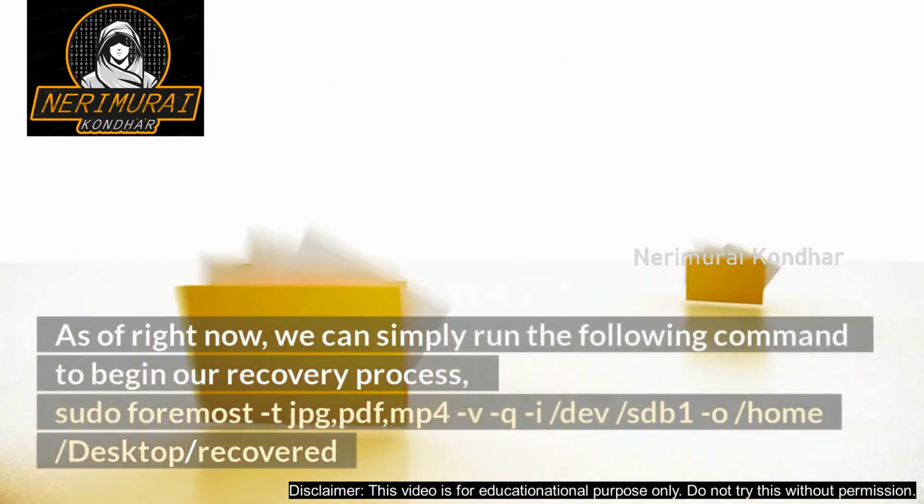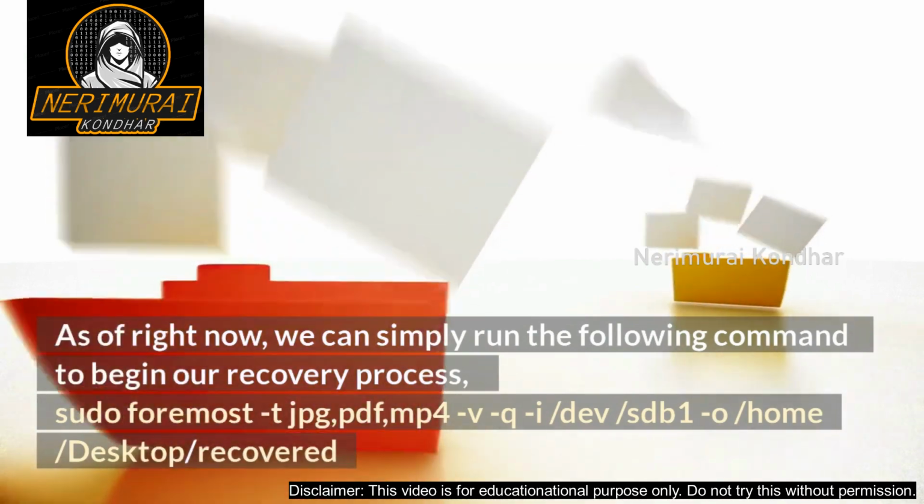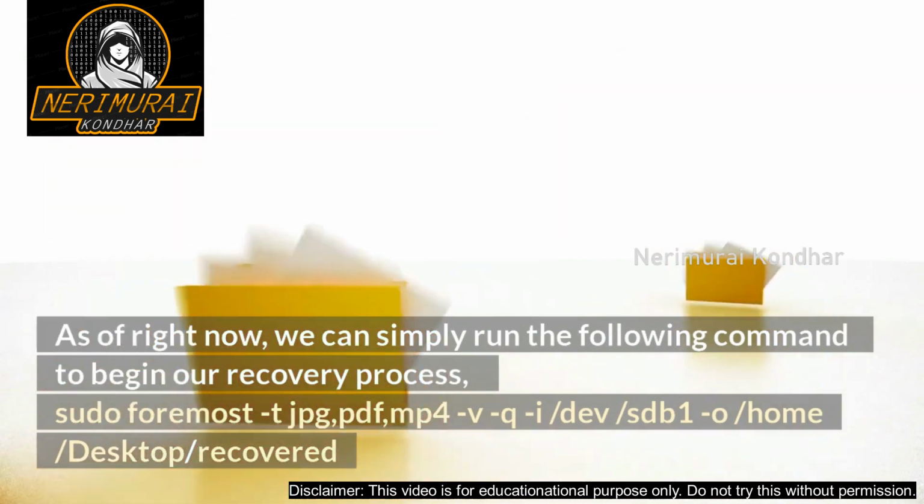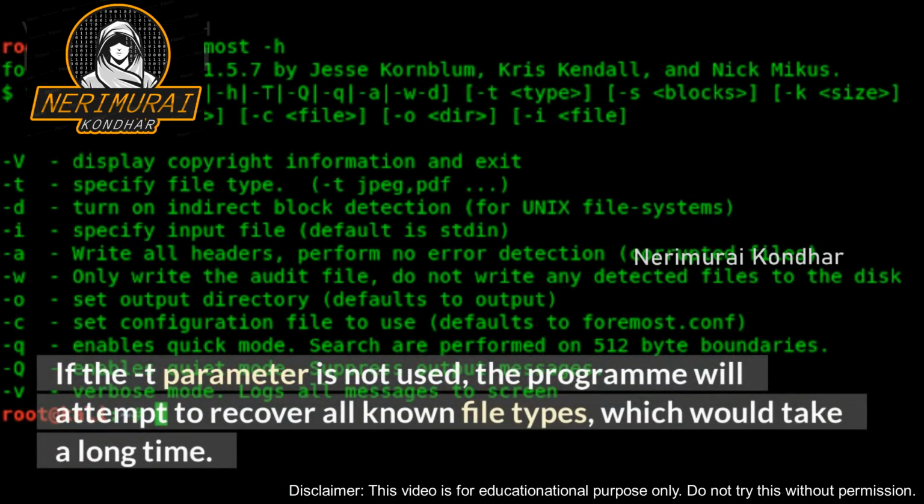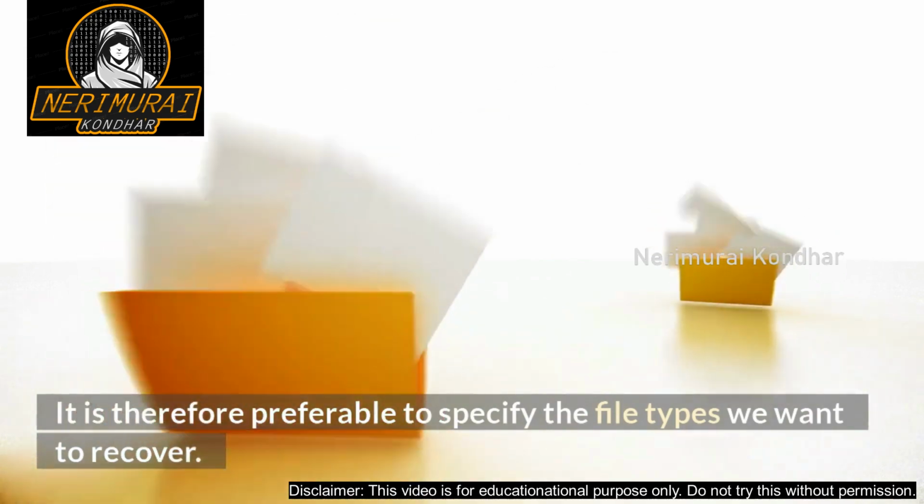As of right now, we can simply run the following command to begin our recovery process: sudo foremost -t jpg,pdf,mp4 -v -q -i /dev/sdb1 -o /home/desktop/recovered. If the -t parameter is not used, the program will attempt to recover all known file types, which would take a long time. It is therefore preferable to specify the file types we want to recover.